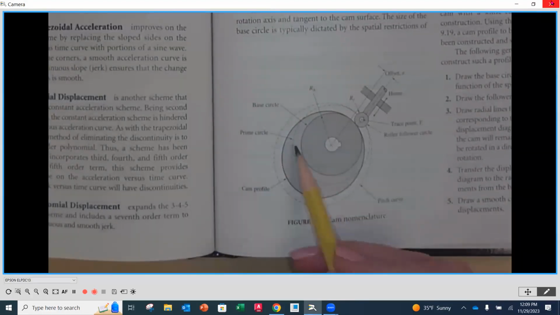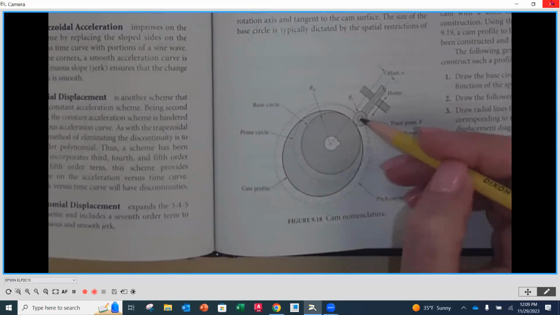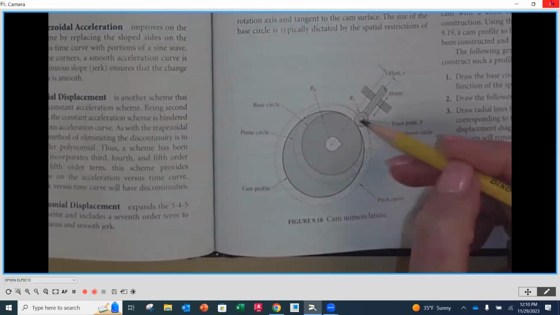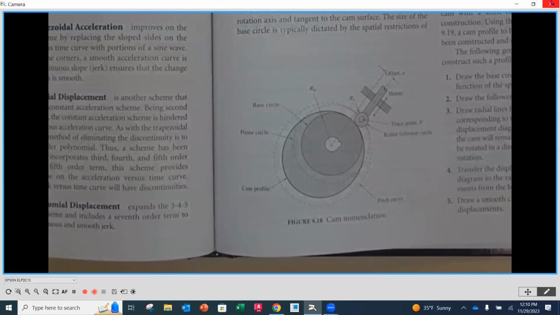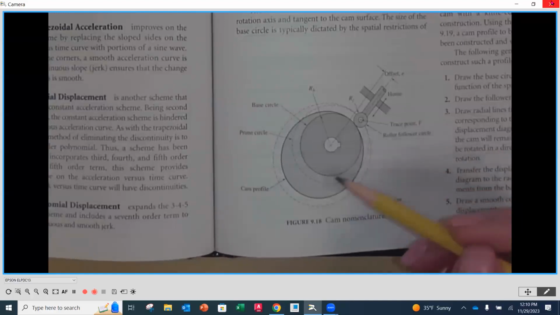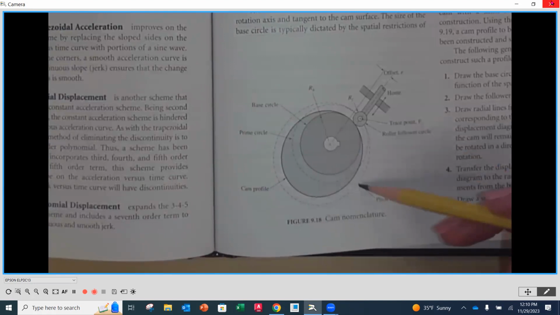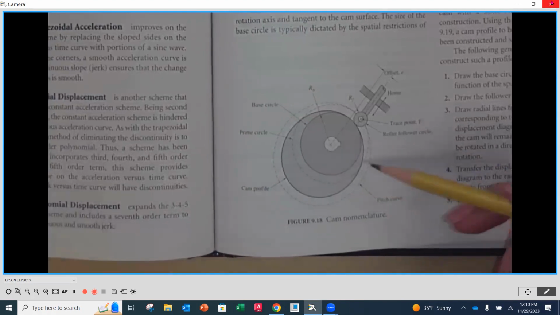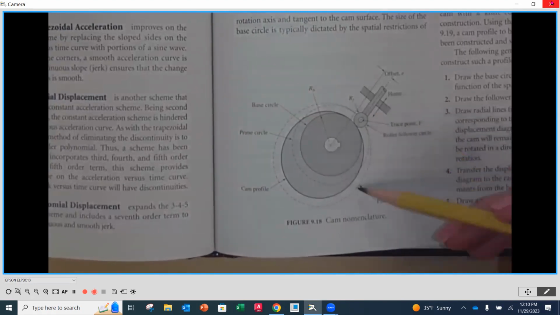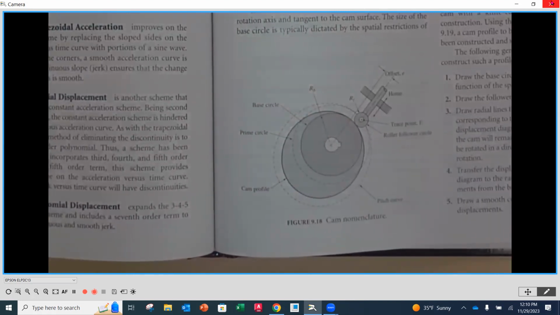Then you're going to notice that we have a prime circle. The prime circle is the circle that the center of, in this case, the roller follower is going to follow if, again, it would be on the base circle. The next circle that we have is going to be the cam profile itself. And then lastly, we have the pitch circle, or the pitch curve, or the pitch. It wouldn't be a circle because it isn't a full circle, it's a curve. And that's going to be the center path that our follower follows as it's in contact with the cam profile.